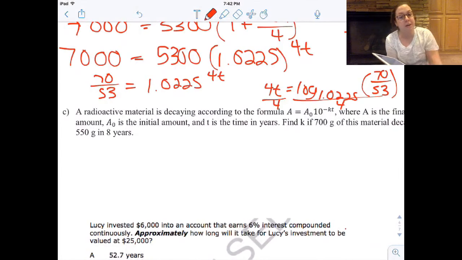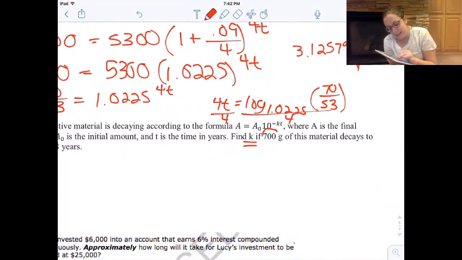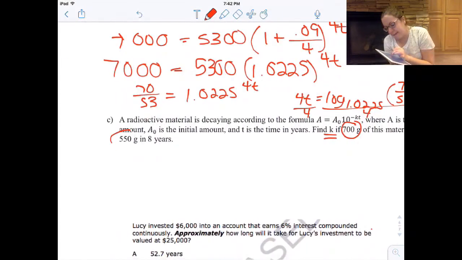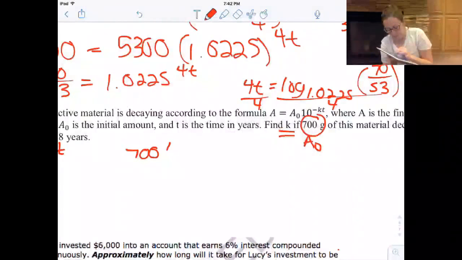And if I'm trying to solve for k, I need to plug in for everything but k. So this would be 700, not e, 10, to the negative k times 8 equals 550. And then from there, we can solve that. So divide both sides by 700 and then convert and solve. The key to that is on your review sheet, so check that there.